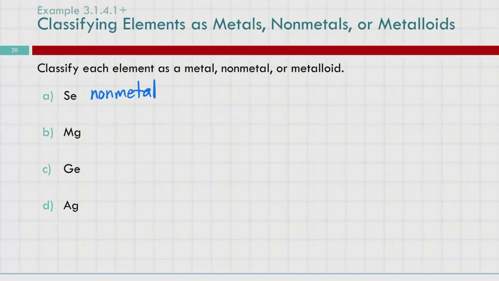Mg we find over on the left side of the periodic table, so what are we going to call that? Yeah, we're going to classify that as a metal. It's on the left side of the periodic table.